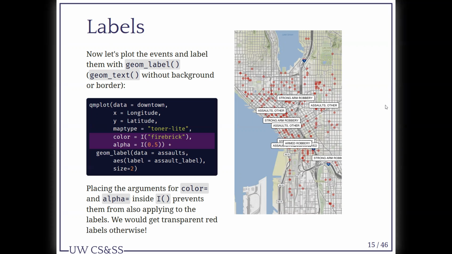Okay, so we're going to specify for our quick map plot that our color is going to be firebrick. I feel like I used firebrick so many times in this class. It is a nice red, but there are other colors in the sea. And then we add this geom label layer with our data being the assaults data that we had filtered to and created. Whereas up here, we used the downtown data, which didn't filter to just the assaults and robberies. And then our aesthetic here is going to be the labels equal to our assault label, which is going to be the description of the event.